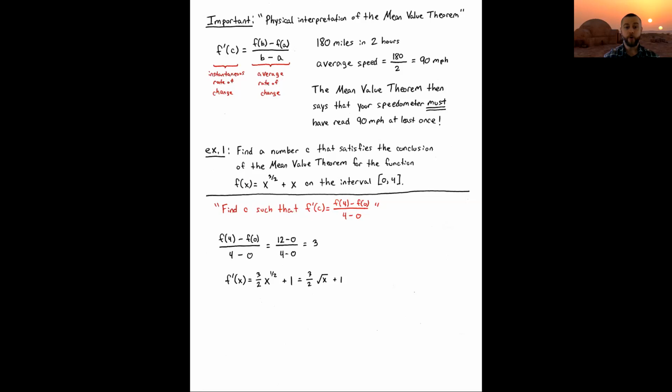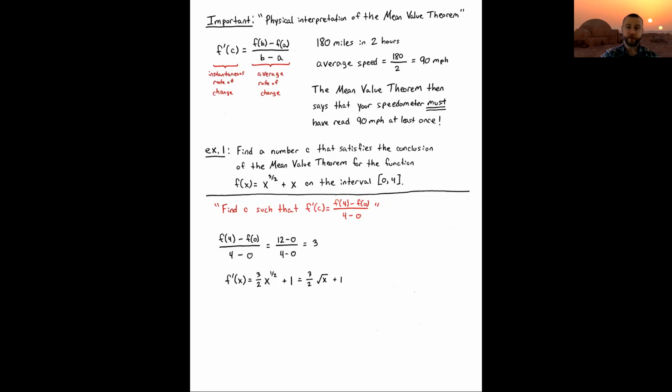Now notice I rewrote that 3/2 x to the 1/2 instead of a 1/2 power as a square root. That's just going to probably make some of the algebra in solving for the value of c a little bit easier, since most students have a little bit easier time manipulating square root expressions rather than things with fractional or rational exponents.